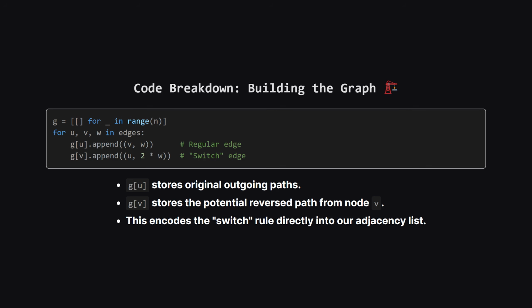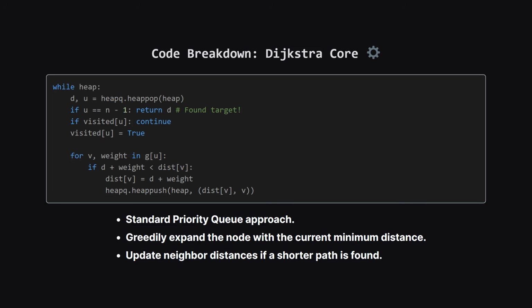For every edge from U to V with weight W, we add the standard path. But we also add a path from V back to U with twice the cost. This represents using that one-time switch at node V. By putting both options into our graph G, the shortest path algorithm will automatically choose the cheapest one at every step. This is the heart of the Dijkstra algorithm.